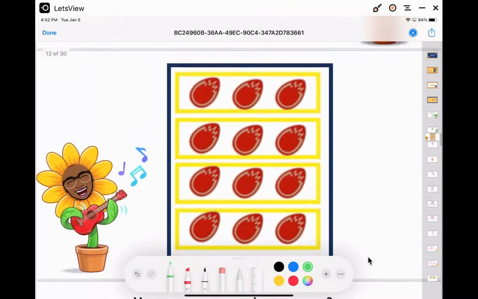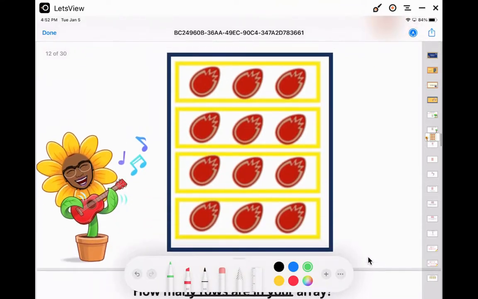Well, let's take a closer look. What is it that we call these boxes of seeds? We just learned a new vocabulary term. What do you call the groups of seeds that are running from left to right? Please write that word at the side of your screen.